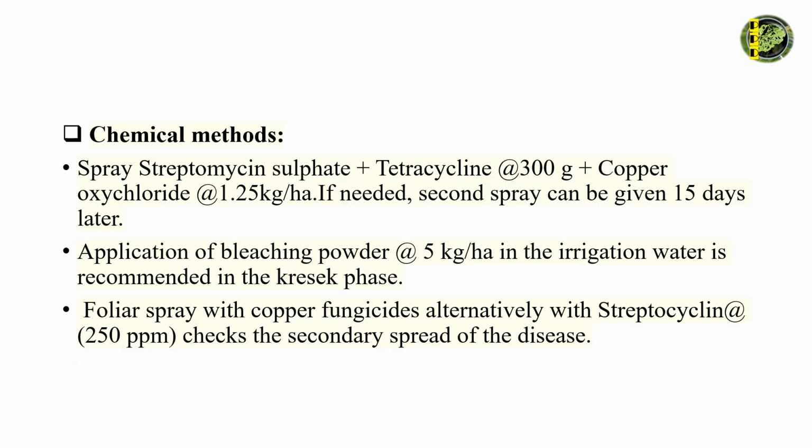Chemical methods of this disease management include spraying a combination of streptomycin sulfate and tetracycline at 300 grams with copper oxychloride at 1.25 kg per hectare. If needed, a second spray can be given after 15 days from the first spray. Application of bleaching powder at 5 kg per hectare in irrigation water is also recommended for the control of the crescent phase of this disease.